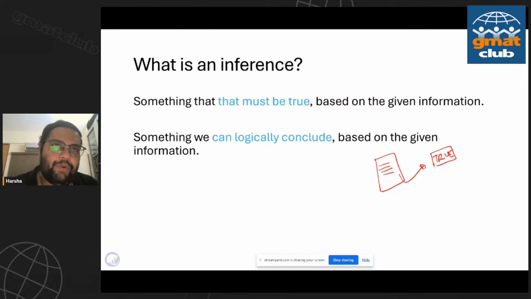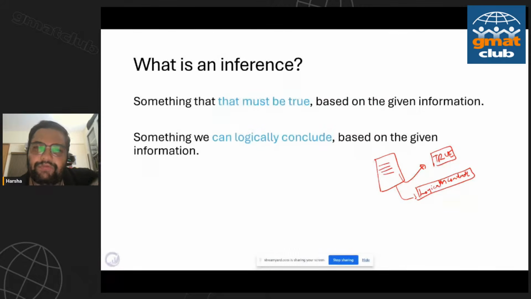Another point of view I want you to keep in mind is, especially on the GMAT, when you're talking about inferences, what they really expect us to do is figure out what is something that you can logically conclude. Now, that is almost the same. End of the day, you are arriving at something that logically has to flow from the information. But as of now, I just want you to keep track of both these ideas. Something that absolutely must be true, and something that is a very well supported logical conclusion based on the given information. I hope that's clear.